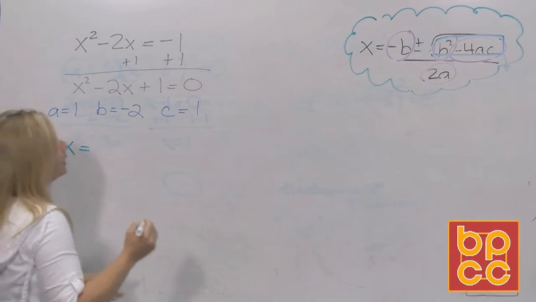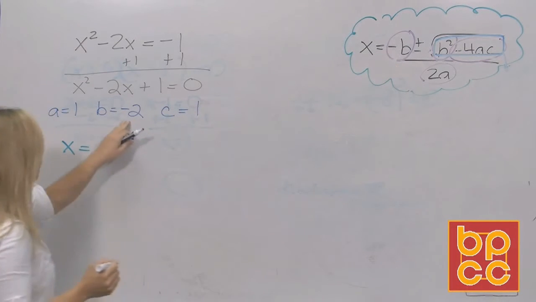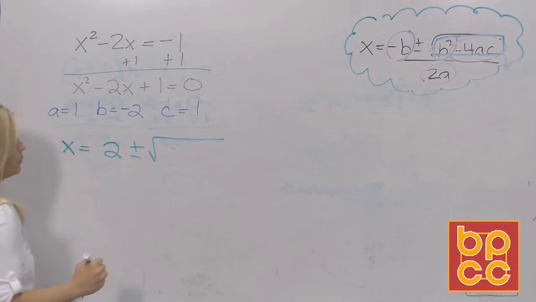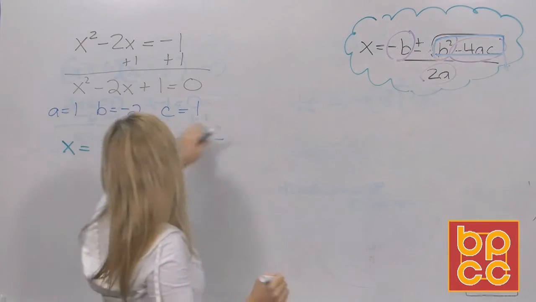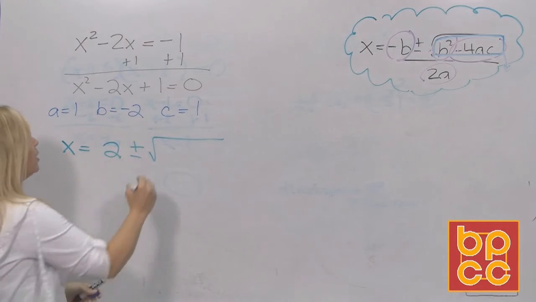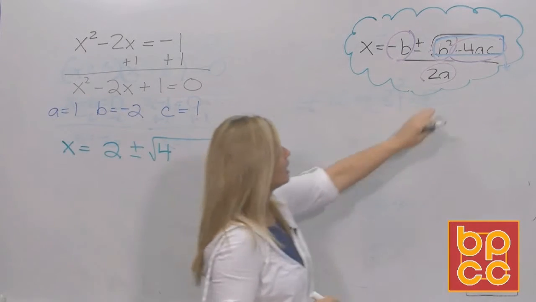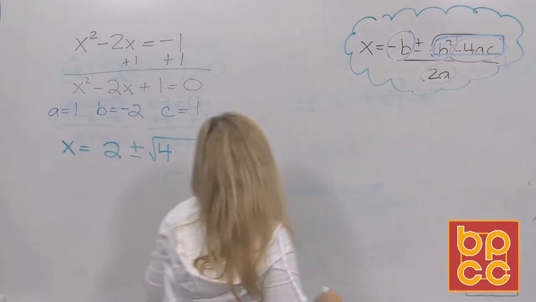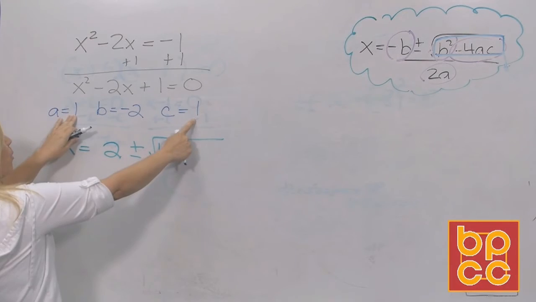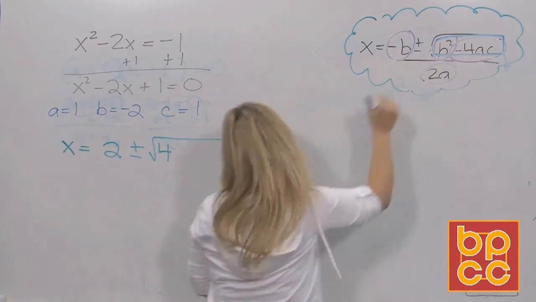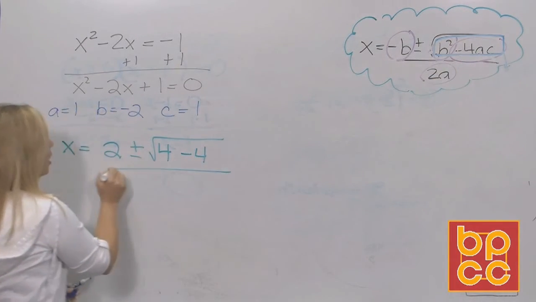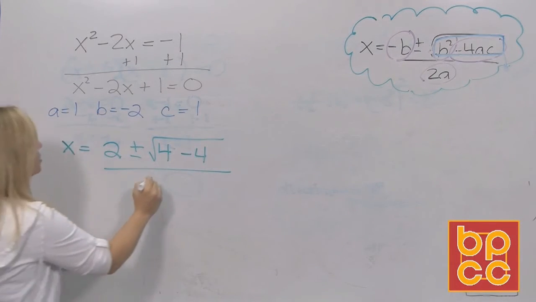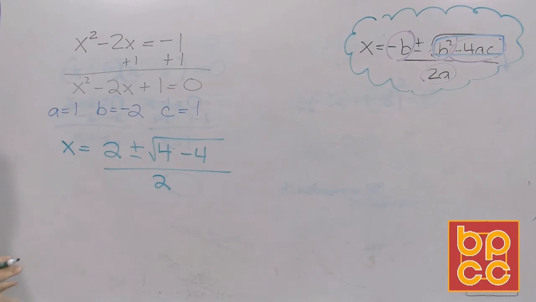X equals negative b, that means the opposite of your b, which would be 2, plus or minus square root b squared. Let's square this. What's -2 times -2? +4. Let's do all this in one shot. -4 times a times c. So if you take a and c and multiply it, you get 1. And 1 times the -4 is -4. All over 2a. 2 times 1 is 2. That's all I need to see is 4 numbers.